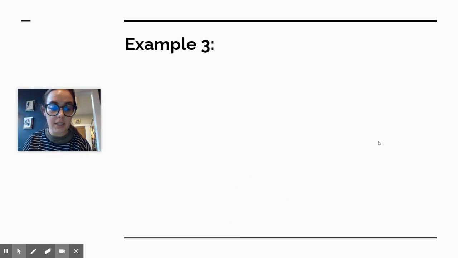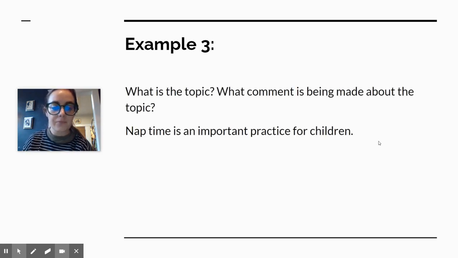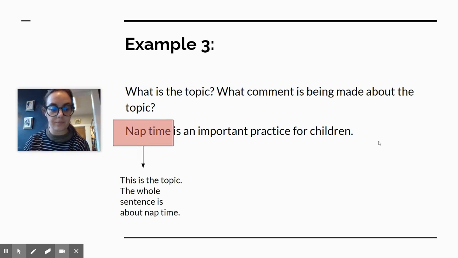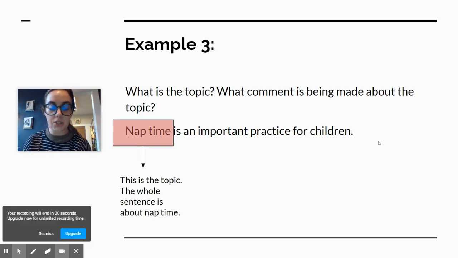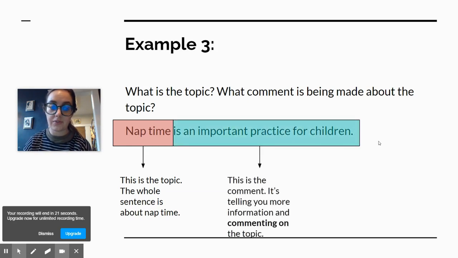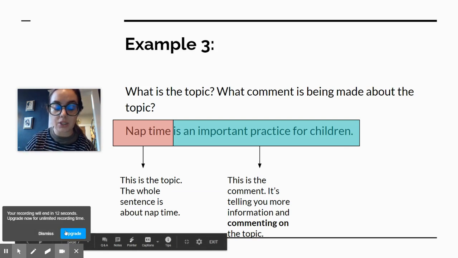Then this last one, I wanted to pick a noun that was a little bit more abstract. So that way you could still see how it worked even when we're not picking pretty simple nouns. So nap time is an important practice for children. So what is the topic and what comment is being made about the topic? So we know that this entire sentence is about nap time, okay? And I know it's confusing because it's 2 different words, but it's one concept, nap time. And then the rest of the sentence, an important practice for children, is the comment, and it's telling you information about nap time. Okay, so pretty simple, but I want you to take this information and apply it to your work this week.